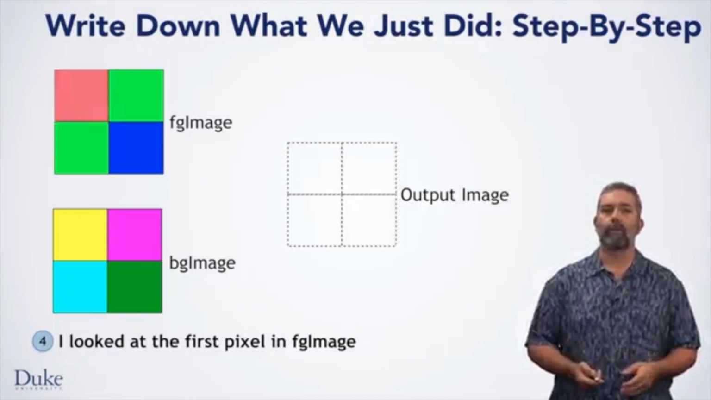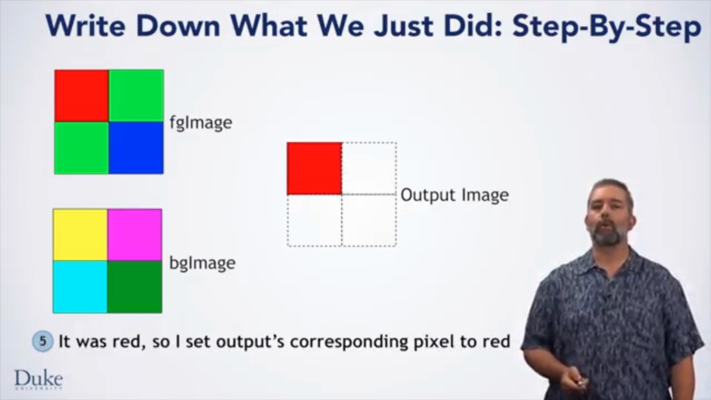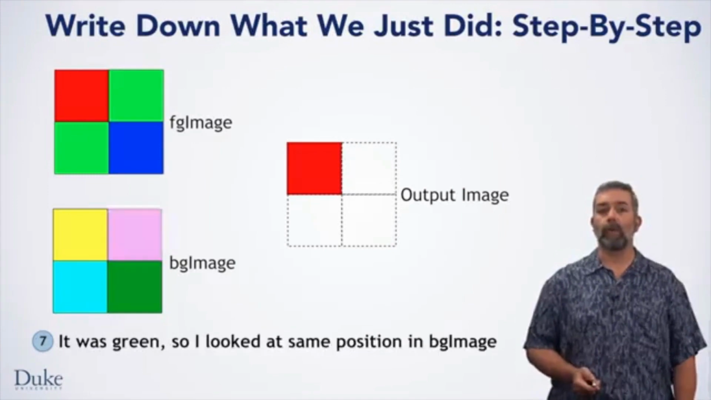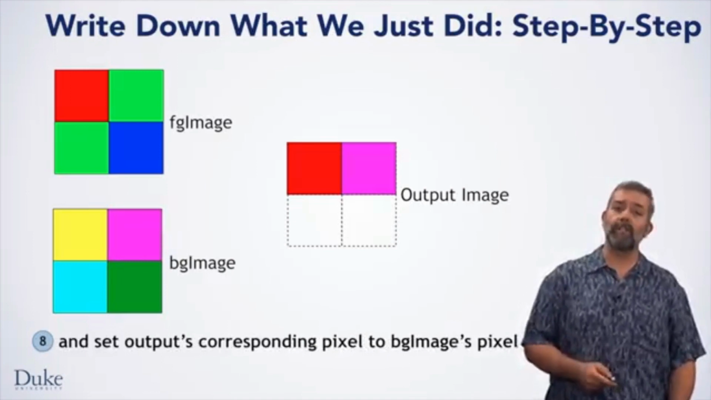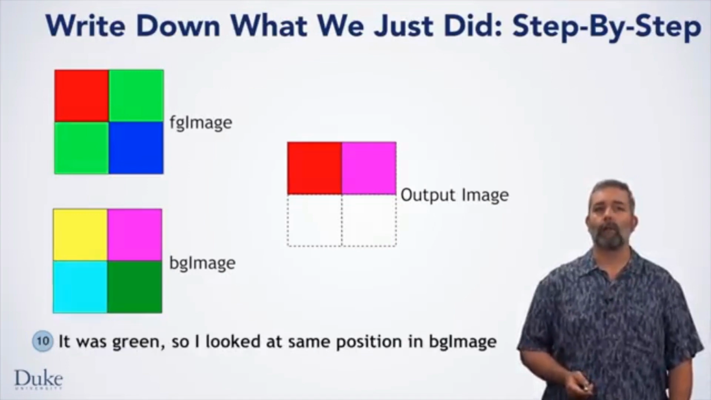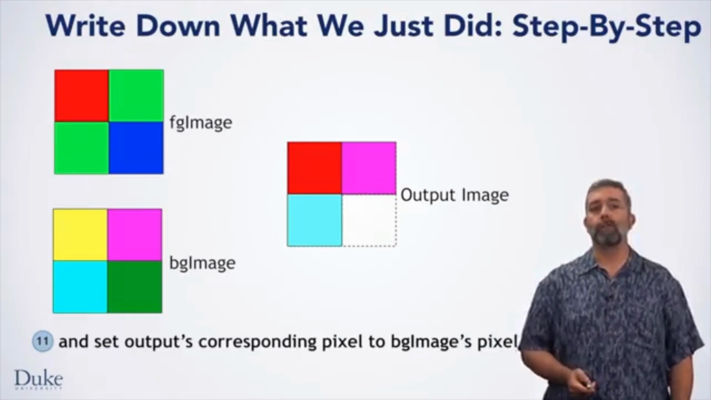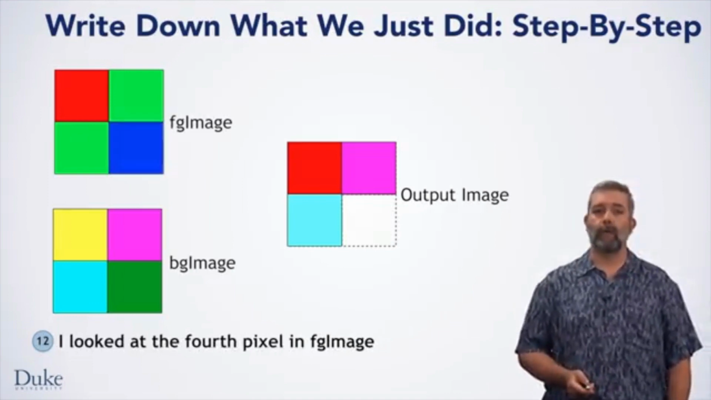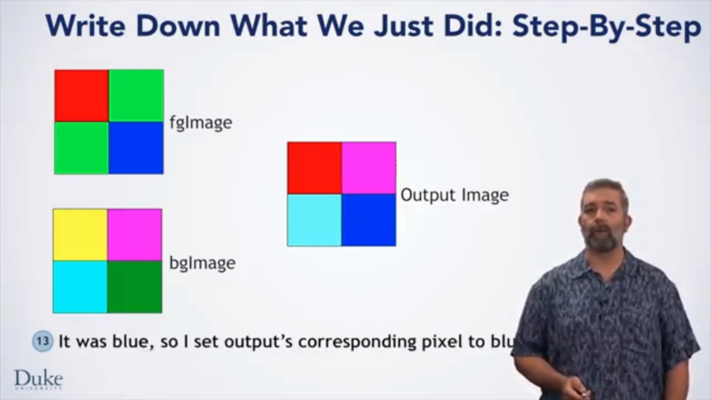I then made a blank image of the same size. I'll call it output. I looked at the first pixel in FG image, and it was red. So I set the output's corresponding pixel to be red as well. I looked at the second pixel in FG image. It was green, so I looked at the same position in BG image and set output's corresponding pixel to BG image's pixel. I looked at the third pixel in FG image. It was green, so I looked at the corresponding pixel in BG image. It's blue, so I set the output to be that same color. I then looked at the fourth pixel in FG image, and it's blue, so I set the corresponding pixel to be blue in the output.